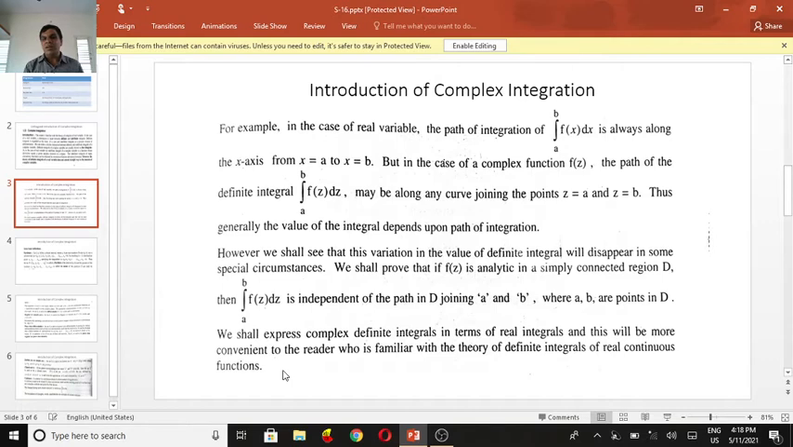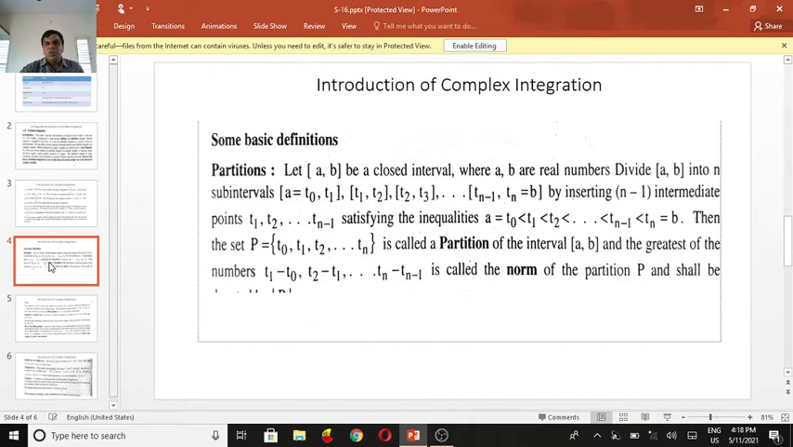This is independent of a path from A to B, but the values of A and B lie in the region D. So, some basic definitions. Suppose you take a line A to B in a closed interval. Divide this interval into a number of subintervals.